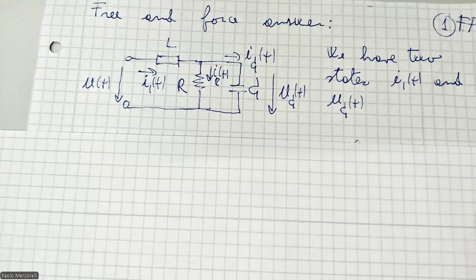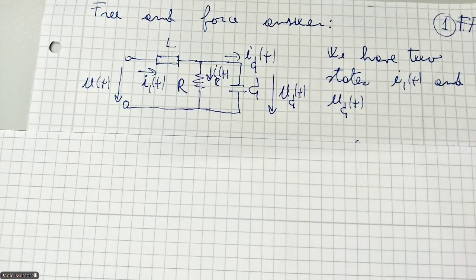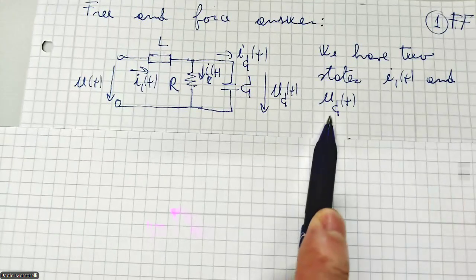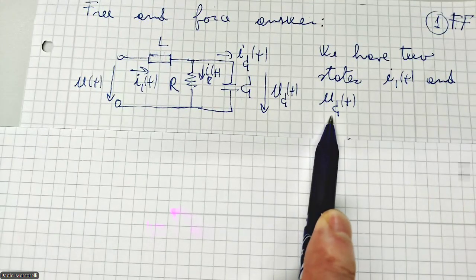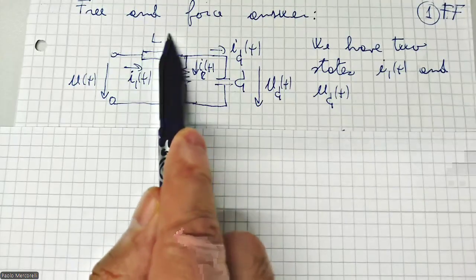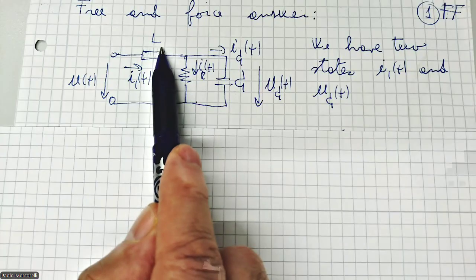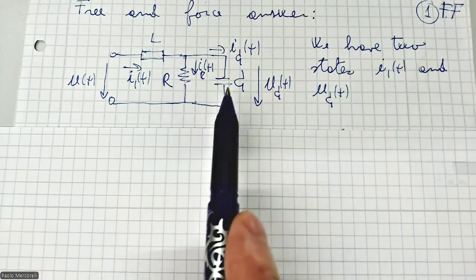You remember this question we already answered in different contexts. We have here I_L and U_C as state variables. Why that? Because we have two elements: the inductor with its inductance, the capacitor with its capacitance.